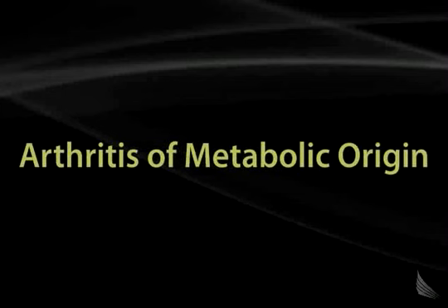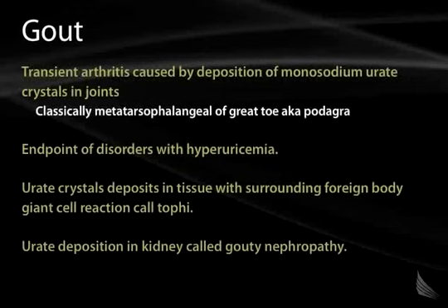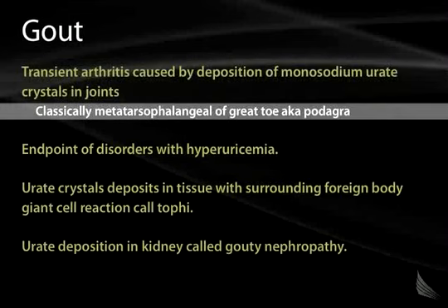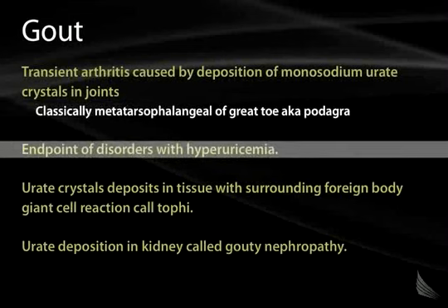The joints can also be affected by various disorders that have a metabolic origin, and the classic of these, of course, is gout. This is a transient arthritis caused by the deposition of monosodium urate crystals within the joints. Classically, the joint that tends to be affected and that patients will complain about is the metatarsophalangeal joint of the great toe. The gout is often the endpoint of various disorders that create a condition known as hyperuricemia.